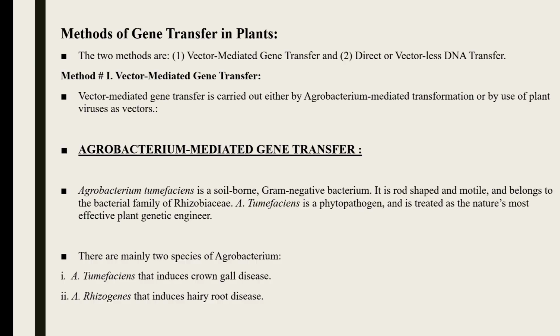Agrobacterium-mediated gene transfer. Agrobacterium tumefaciens is a soil-borne, gram-negative bacterium. It is rod-shaped and motile, and belongs to the bacterial family of Rhizobiaceae. Tumefaciens is a phytopathogen, and is treated as nature's most effective plant genetic engineer. There are mainly 2 species of Agrobacterium. 1. Agrobacterium tumefaciens that induces crown gall disease. 2. Agrobacterium rhizogenes that induces hairy root disease.